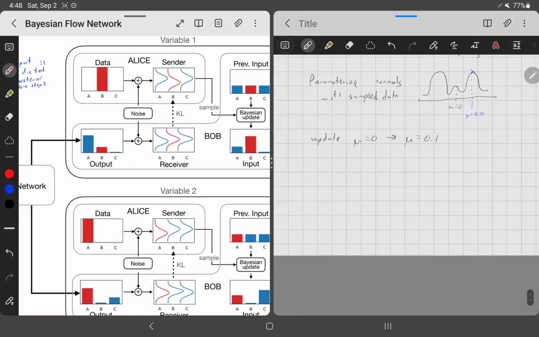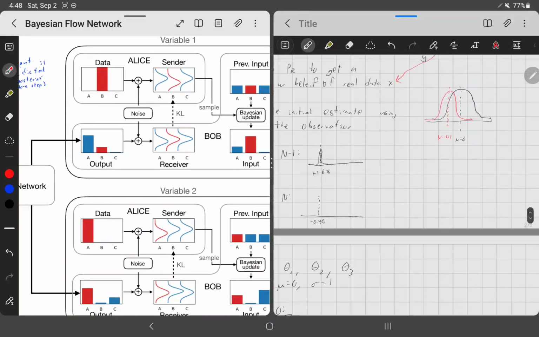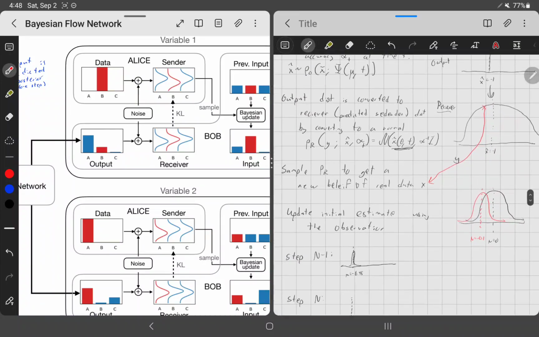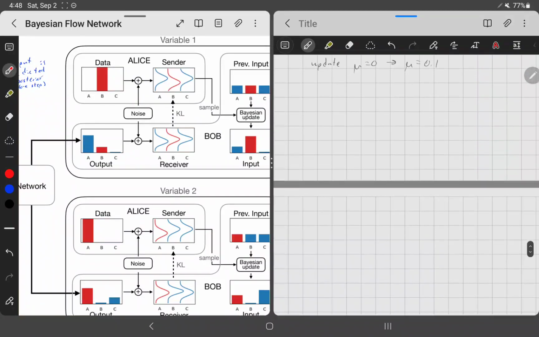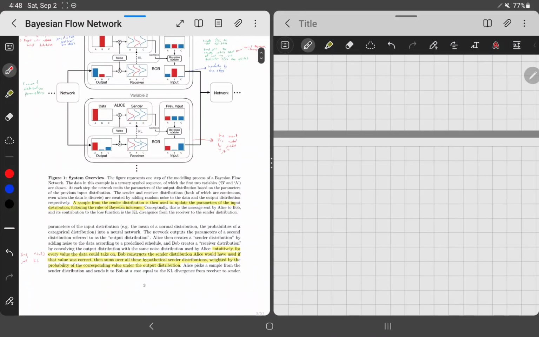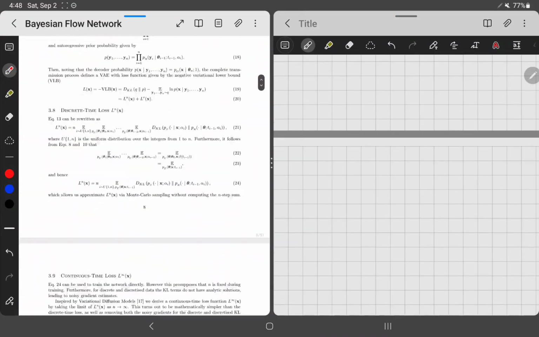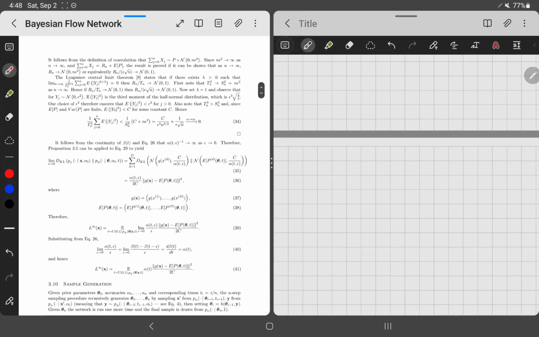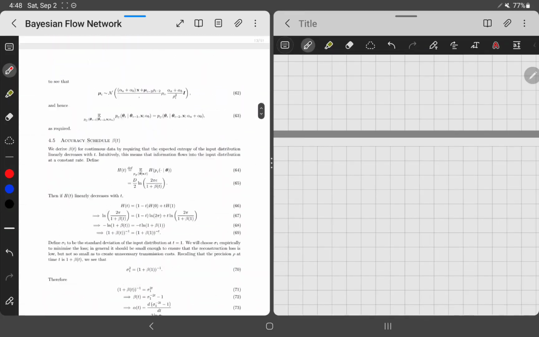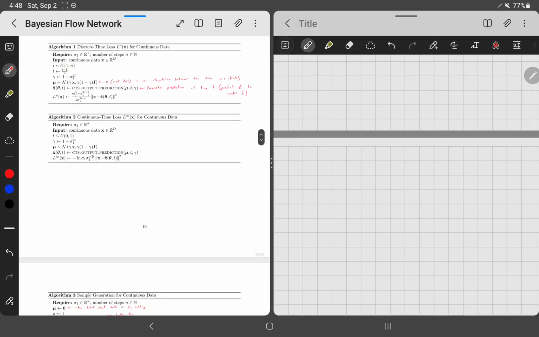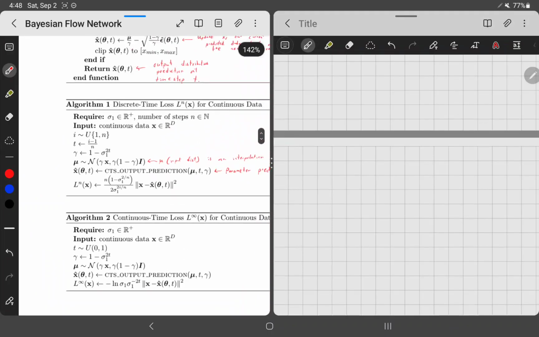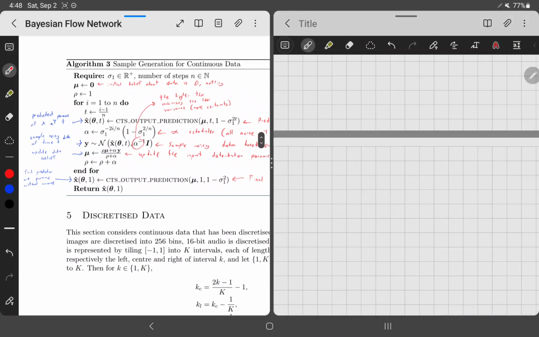So that's the discrete case. The discrete case is a lot weirder. It's a lot easier to understand the continuous case. Now those are the two cases, discrete and continuous. If you're curious, they have all this math here, a ton of math. And they also have some pseudocode down here, so let's look at the continuous case real quick.